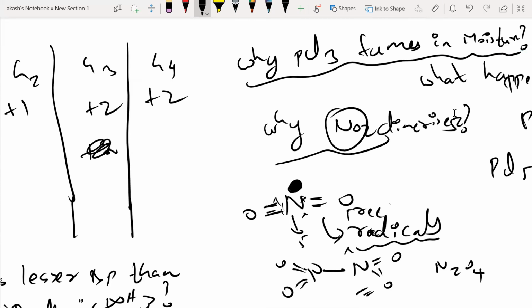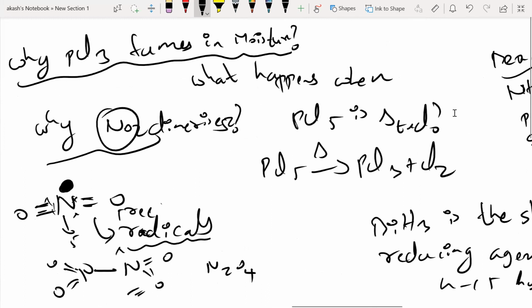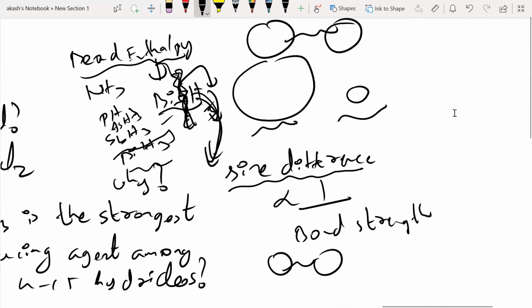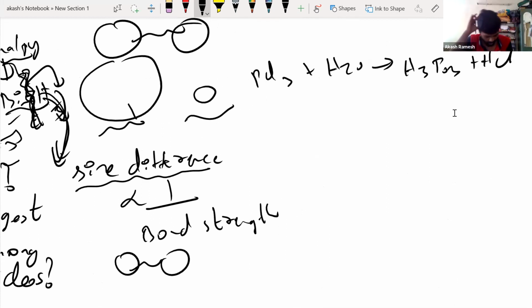Sir, does it react with water and oxygen is produced? It reacts with moisture and produces what? Oxygen? No. That forms phosphorous acid, sir, and hydrochloric acid, sir. Tell me the reaction, the full reaction. Sir, PCl3 plus H2O gives H3PO3 plus HCl, sir. Okay, absolutely. Should we balance also, sir? No, not necessary.